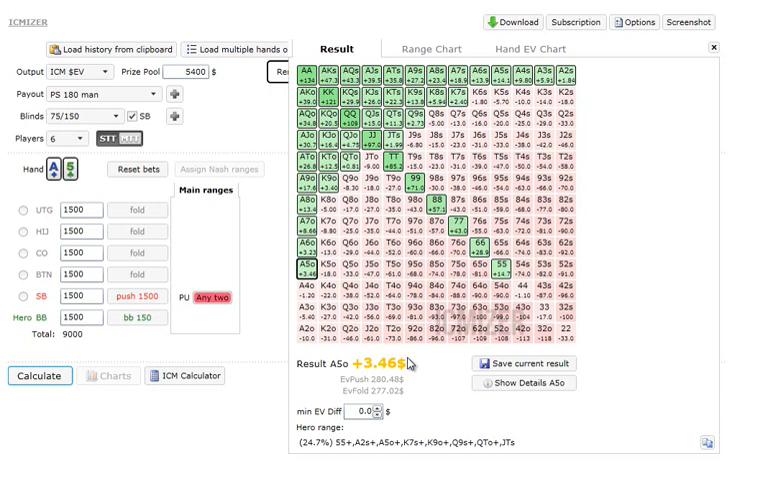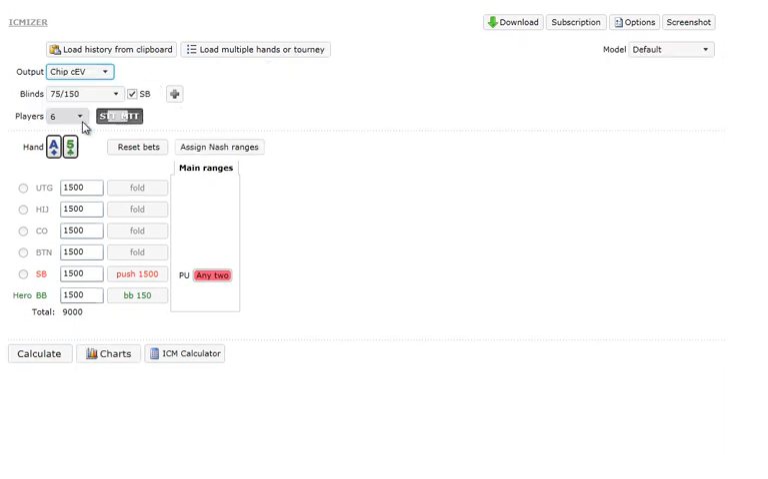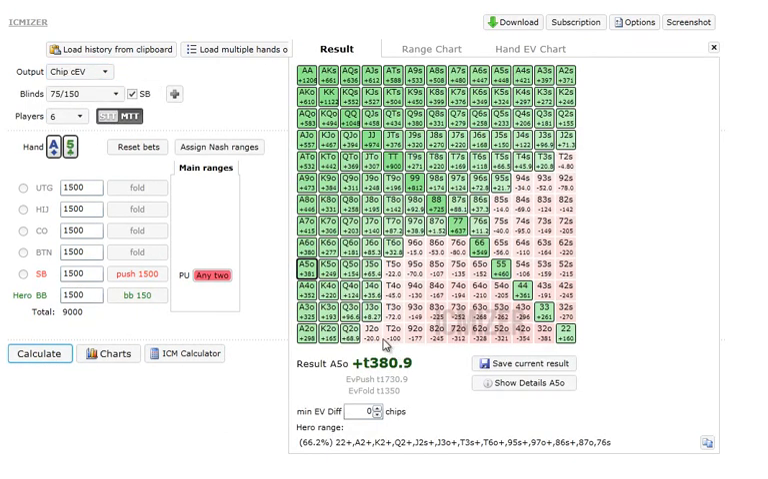How does ICMIZER make up its mind that 380 chips is the amount we need to make for this to be a break-even decision or slightly profitable decision? How does it choose that 380 chips, that was how much it was in chip EV? I'm sorry, I don't understand the question because it doesn't choose. It just calculates how it runs. Like I say, simple stuff.